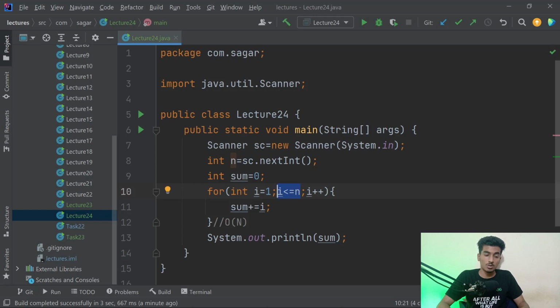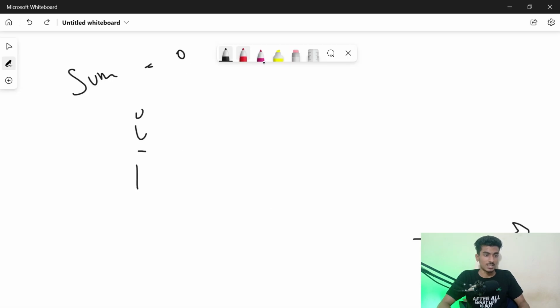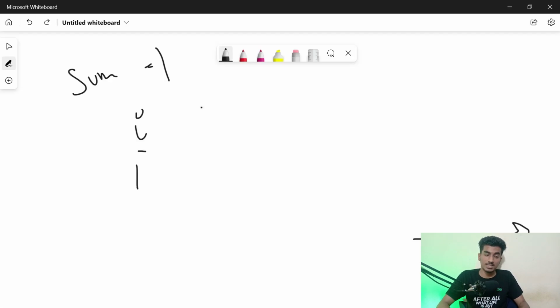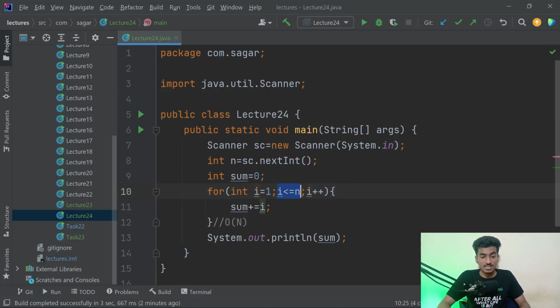So i is less than or equal to n, and after that we will enter this block. So what we will do, sum plus equal to i. So this is our first iteration. So sum plus equal to i, that means sum will be equal to 1, and after first iteration i will be increased, so i will be here at 2. And after that we will check, is i less than n or not. So i is equal to 2 and it is less than 10, so we will again do this thing.